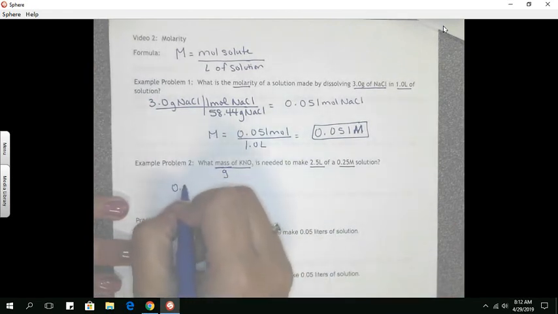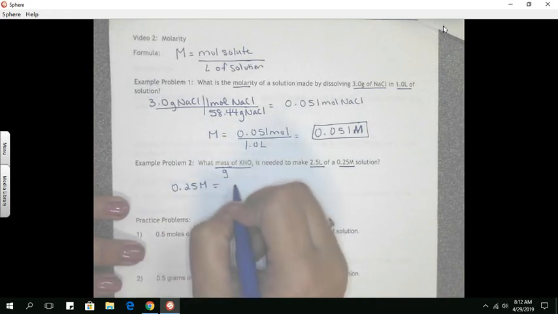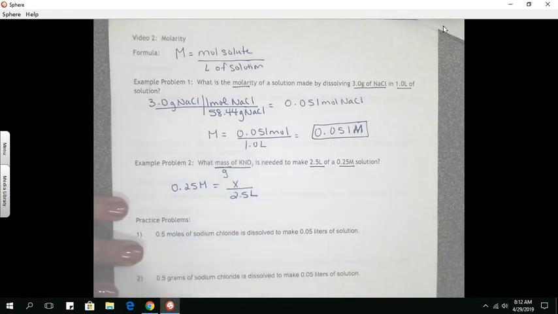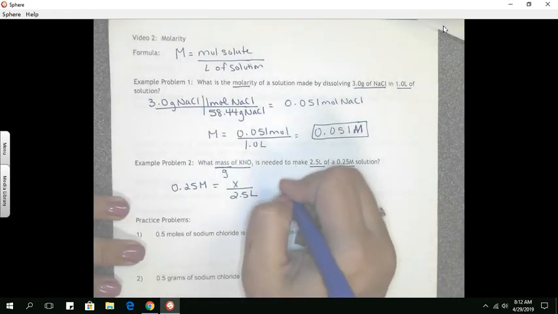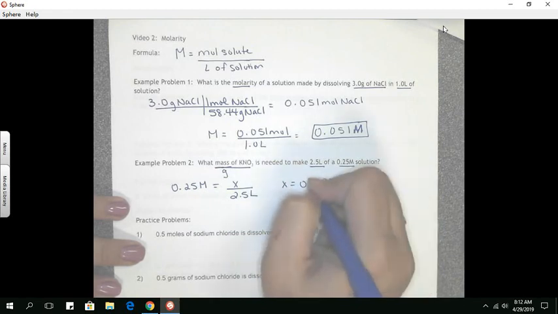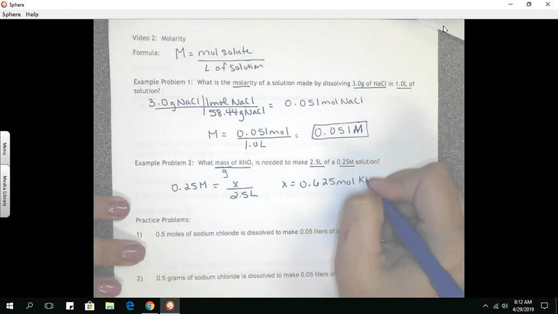We have 0.25 is our molarity. That is equal to our X number of moles divided by 2.5 liters. So to solve for X, we cross multiply, and we find that X is equal to 0.625 moles. Again, that's potassium nitrate.